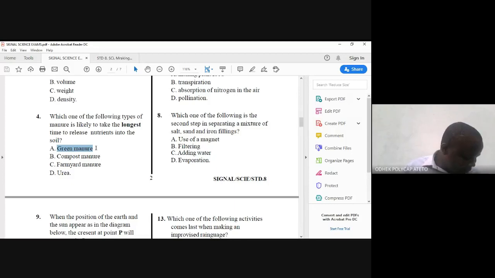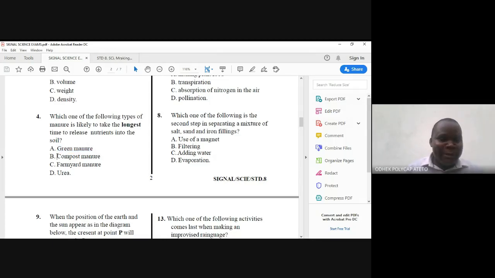Is that correct? Yes. Okay. I think everybody has written that. The green manure takes the longest time to release nutrients. It is made mostly from leguminous plants. The characteristics are it is leafy, easy to rot, easy to grow.